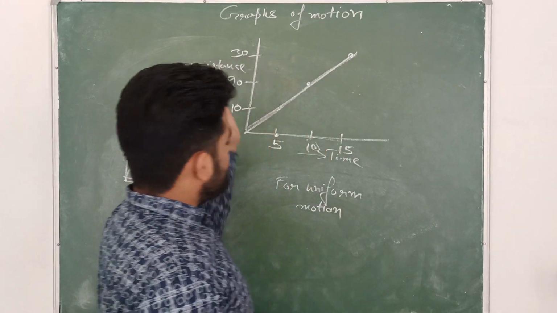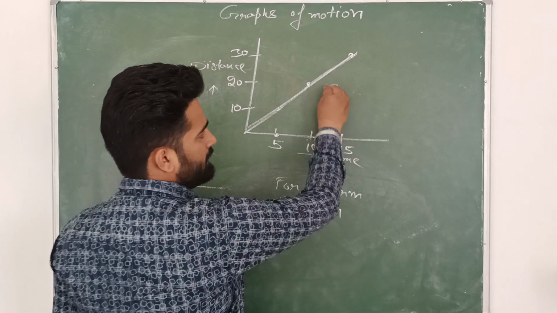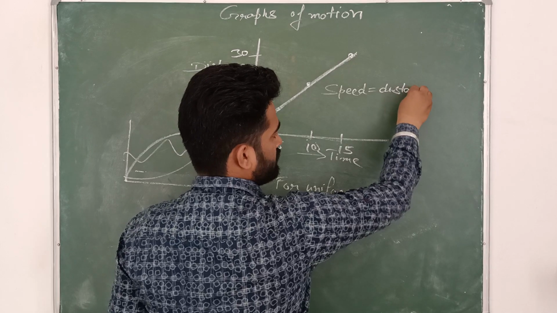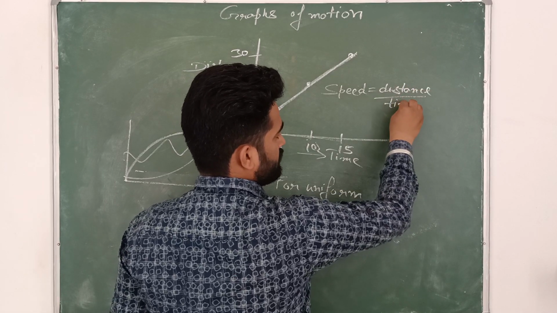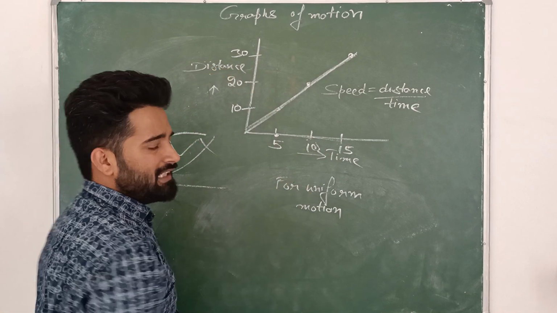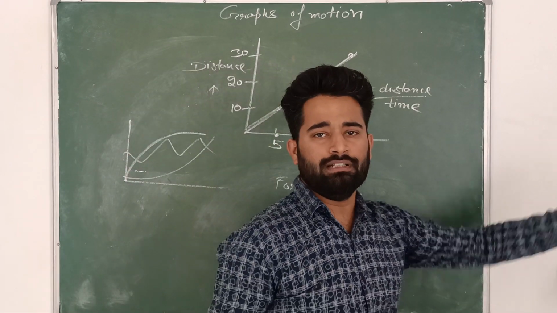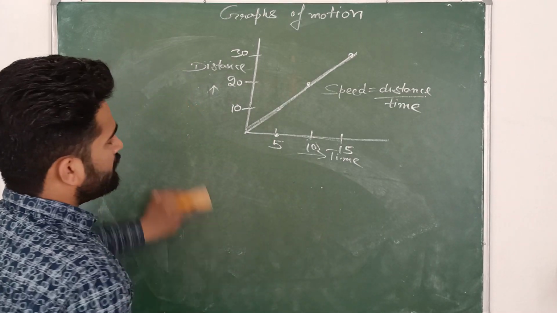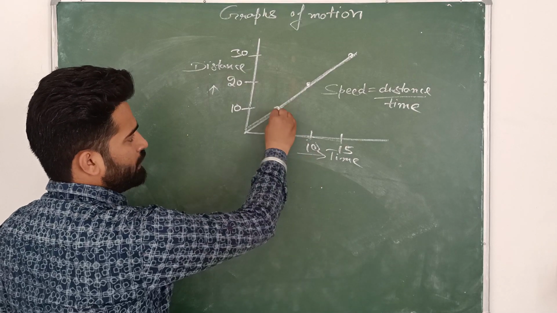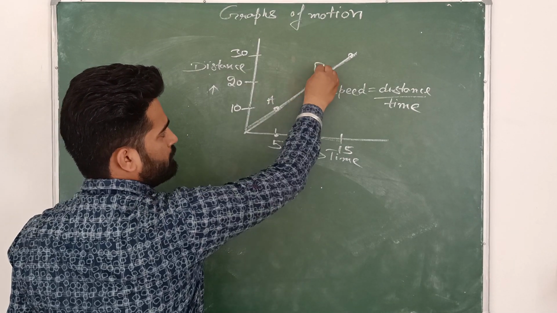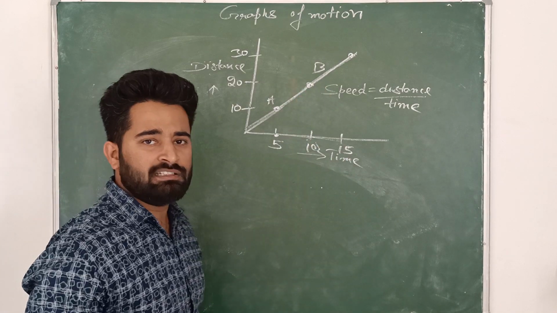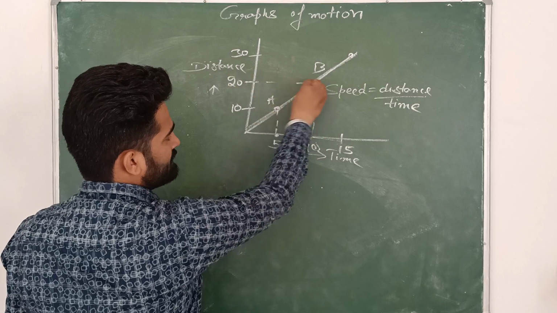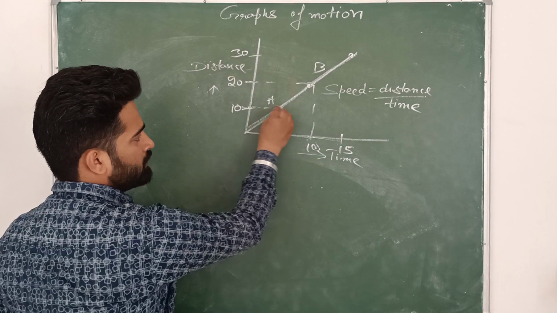Second, when distance and time are given, you know very well the formula of speed. The formula of speed is distance by time. So what can you calculate from the distance time graph? You can calculate the speed from the distance time graph. How will you calculate the speed? For example, if they say from point A to B, calculate the speed, then you will draw perpendiculars on the distance axis and on the time axis.